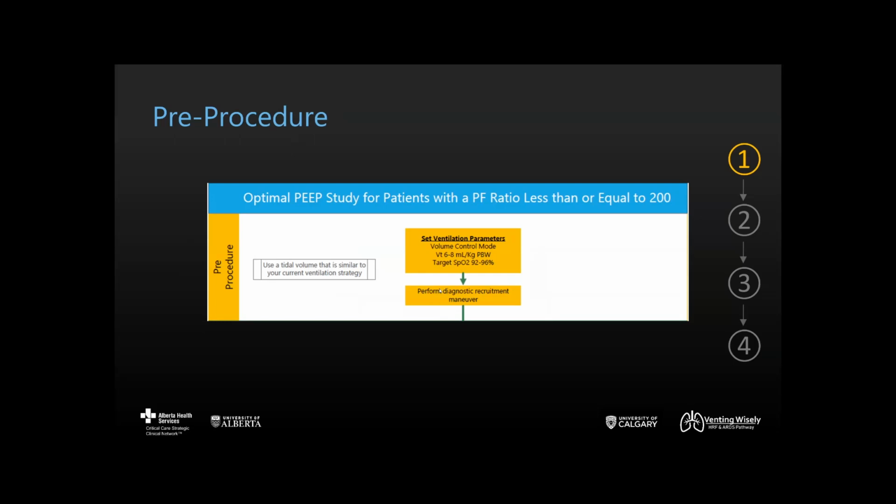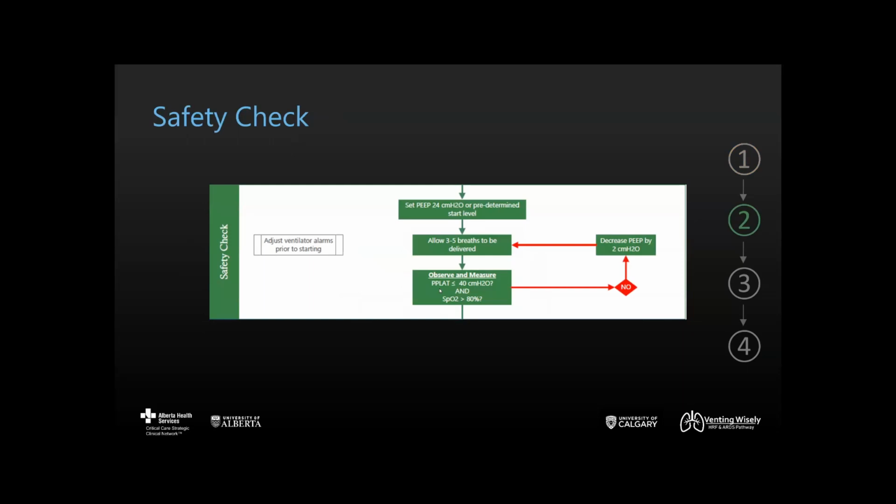Once the vent parameters are set, perform a diagnostic recruit maneuver. This can be either a 30 centimeter water for 40-second breath hold or a 40 centimeter water for 40-second maneuver. Once your recruit maneuver is done, move on to the safety check.